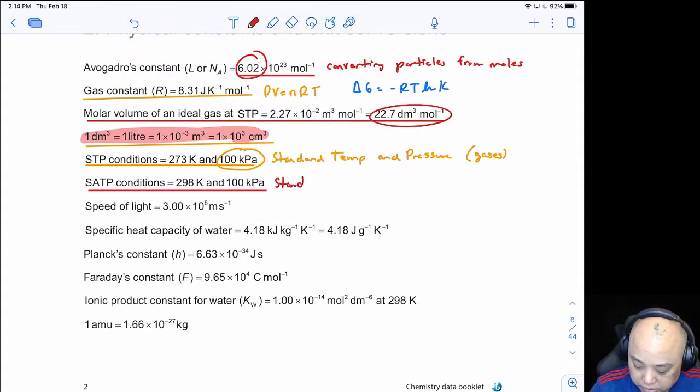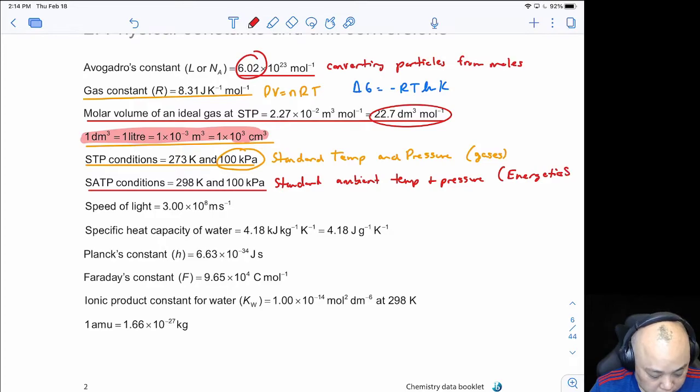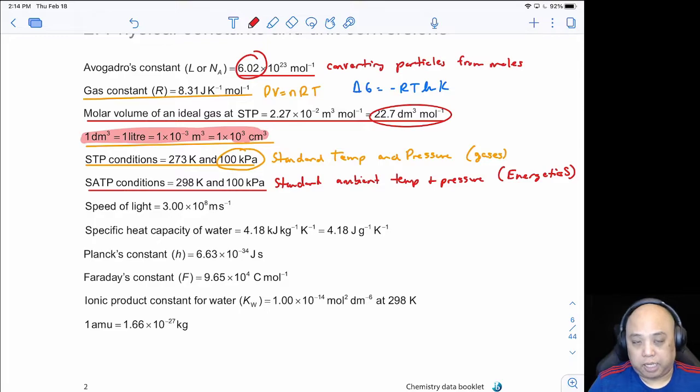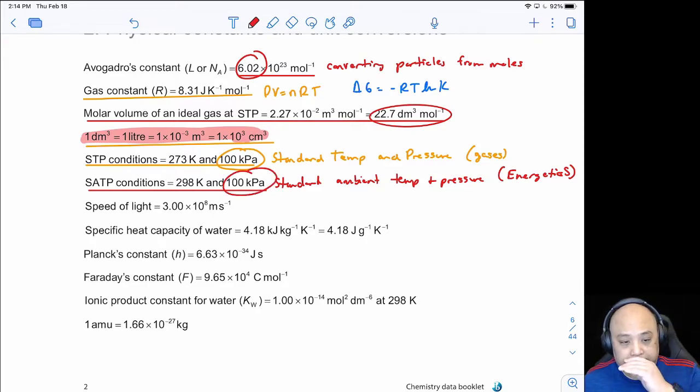SATP is standard ambient temperature and pressure, which is what you usually use in energetics. Like when you're using delta G or delta H or delta S and stuff like that, that's the standard conditions for that. Still 100 kilopascals, but now you notice it's at 25 degrees Celsius, as opposed to 0 degrees Celsius as it is with gases.